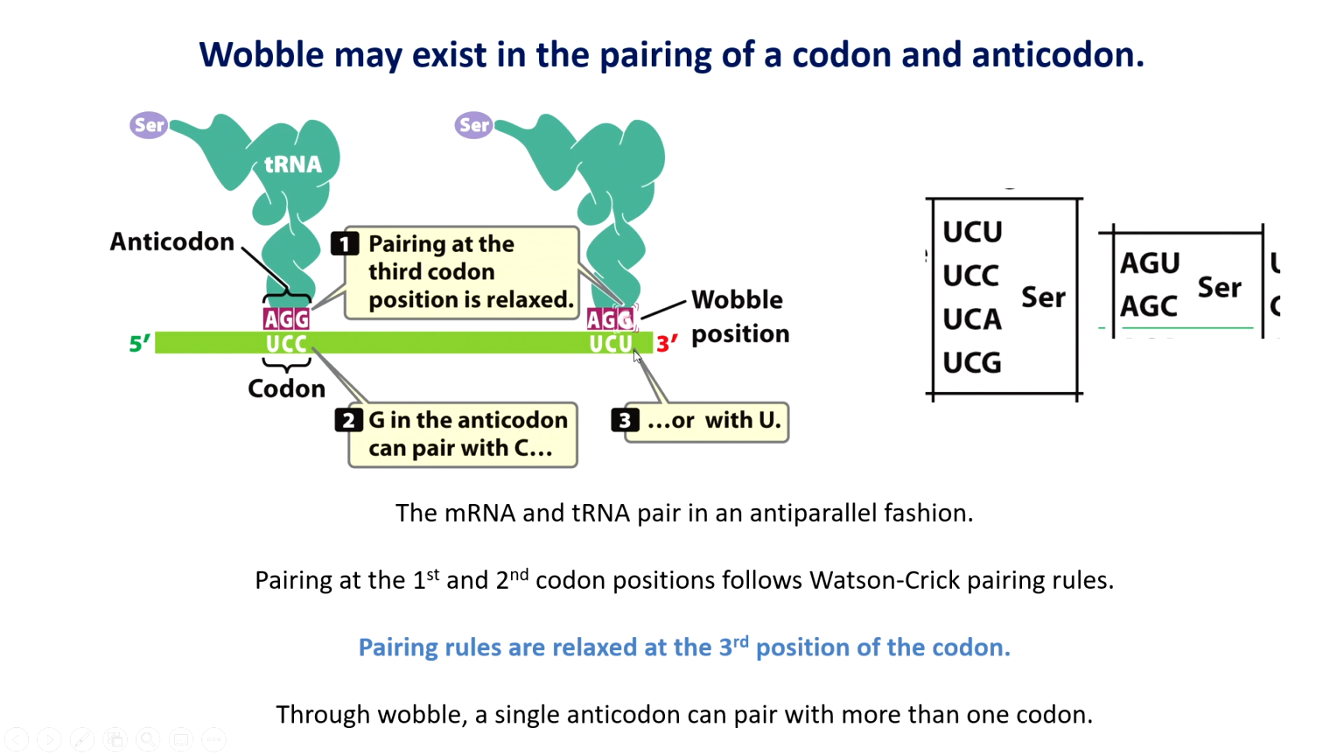At the third position of the codon, the pairing is actually relaxed. These pairing rules are relaxed at the third position of the codon, and the third position doesn't always have to follow normal Watson and Crick base pairing rules. And so while this tRNA has one anticodon, AGG, it's able to make a nice bond with this UCC, but it can also pair with UCU.